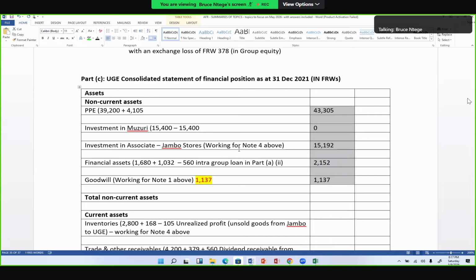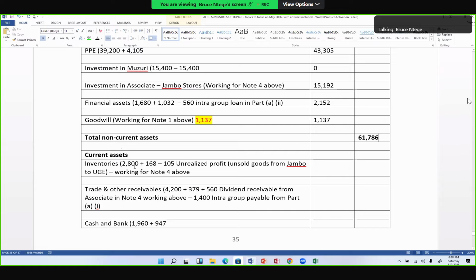Is it 69? No, let me say again. So 43,305 plus 15,192. Okay, if people are also trying it out, then plus 2,152, then plus 1,137. No, it's not 60. It's now 61. I have a 61,786. So 61,786.